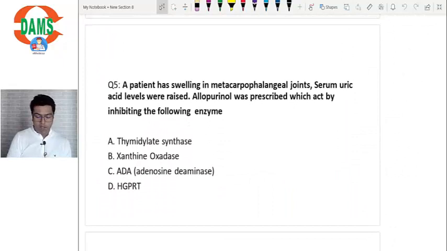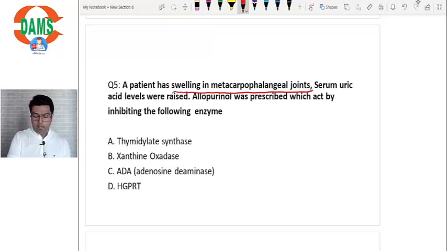Okay, so a patient has swelling in the metacarpophalangeal joints, serum uric acid levels were raised and allopurinol was prescribed. Some students said the allopurinol word was used and some said the drug was prescribed; they didn't mention the name. Anyways, we know it's a simple question because there is swelling in the metacarpophalangeal joints. So it points to gout, probably because uric acid levels are also high, right?